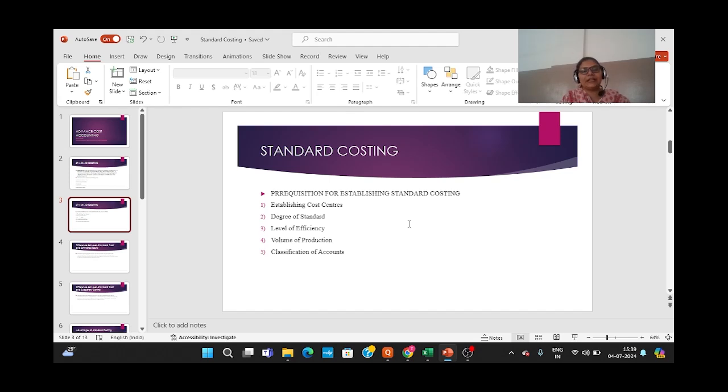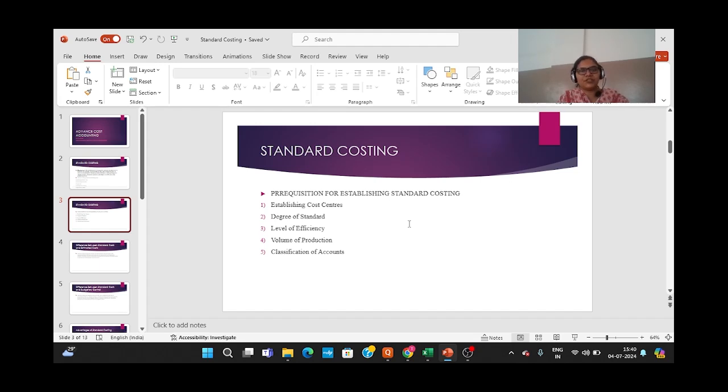Degree of standard. Standards should be scientifically calculated, a standard which is practically useful to be established. It is not that we establish certain standards without any calculation. These standards need to be scientifically calculated. Next is period. The period for use of standards should be clearly fixed and a suitable standard should be selected.